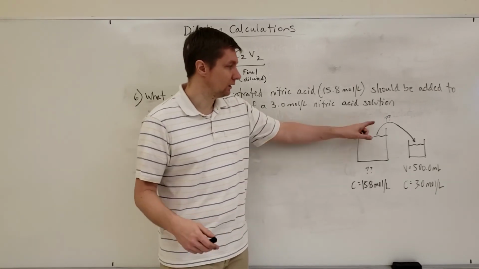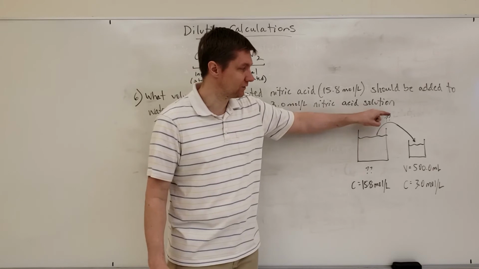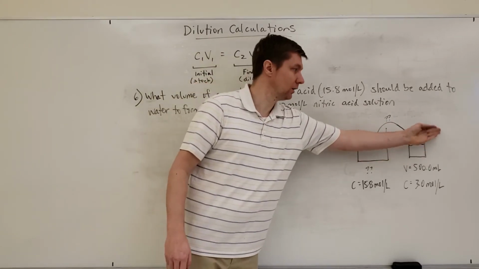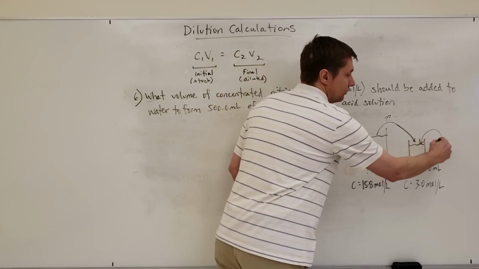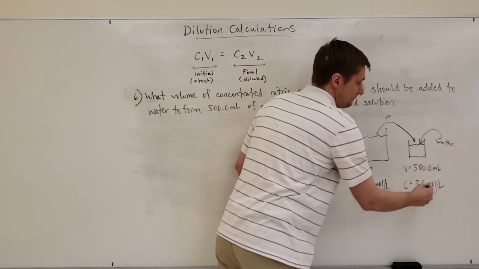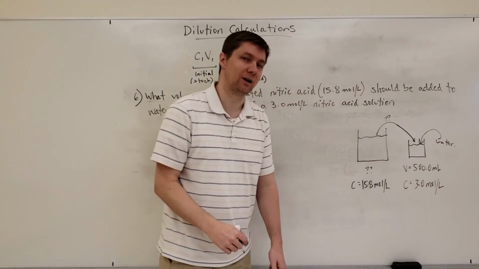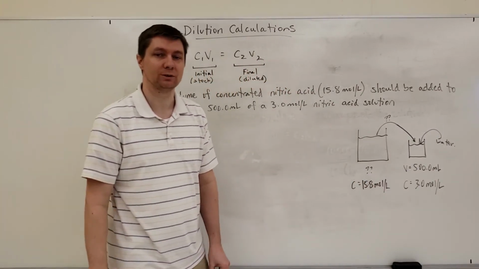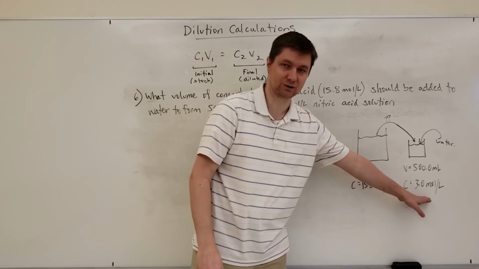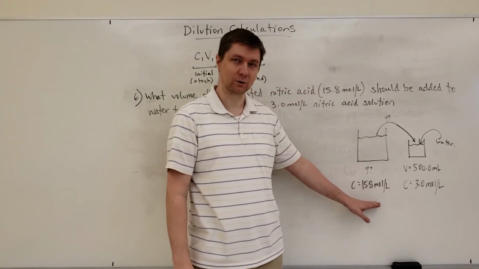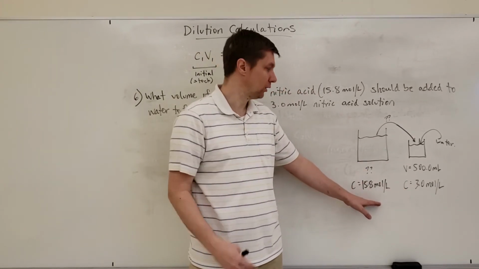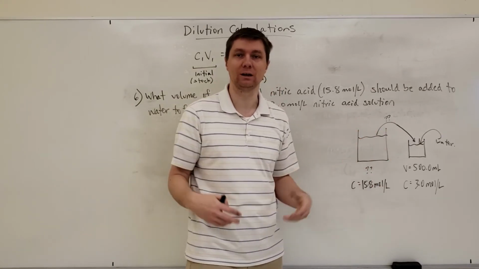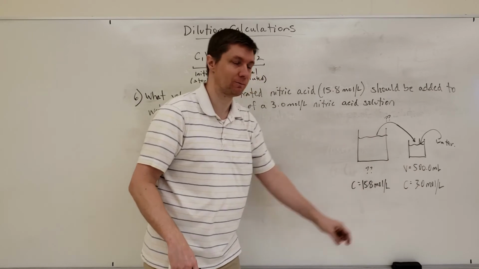All we need is to calculate how much of the stock solution we're pulling out to put into a separate beaker that we can then add water to, to bring the volume up to 500 milliliters with a concentration of 3.0 moles per liter. So you can see this concentration is severely diluted from this one, which means we're adding a bunch of water. We want to know what small volume of this we're going to drop into here so that we can get these two numbers.